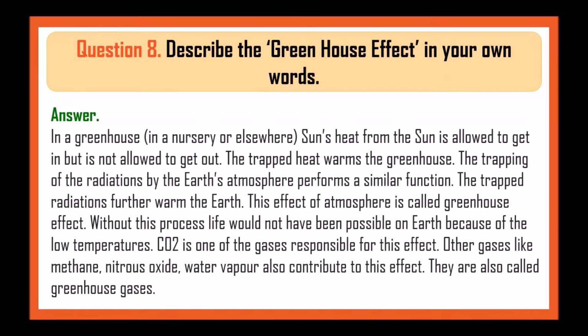In a greenhouse, in a nursery or elsewhere, heat from the sun is allowed to get in but is not allowed to get out. The trapped heat warms this greenhouse. The trapping of the radiation by the Earth's atmosphere performs a similar function. The trapped radiations further warm the Earth. This effect of the atmosphere is called the greenhouse effect.